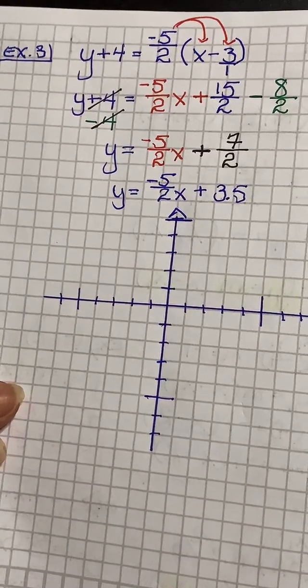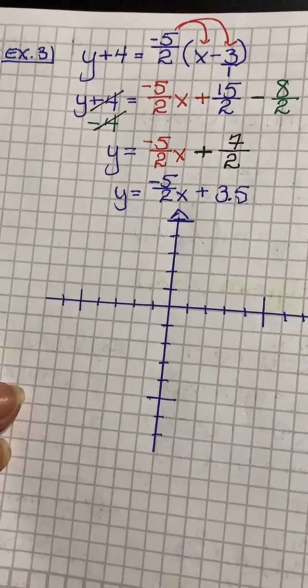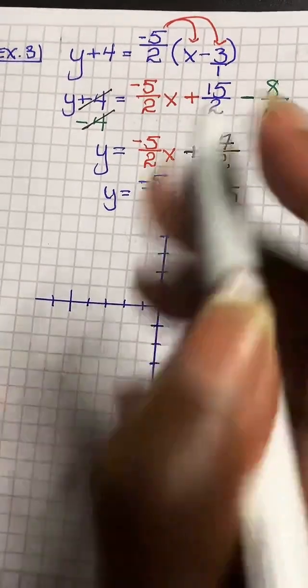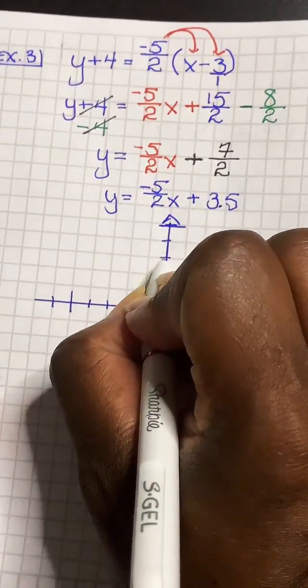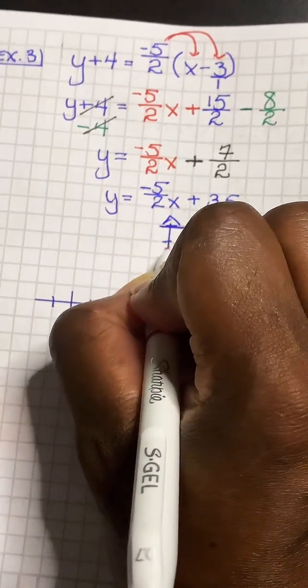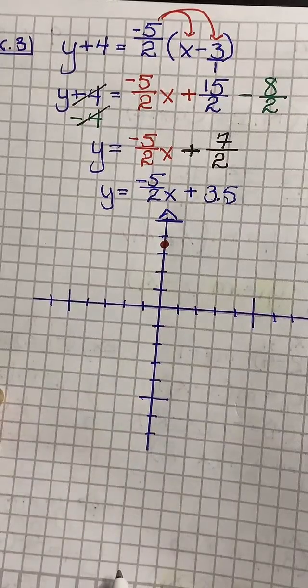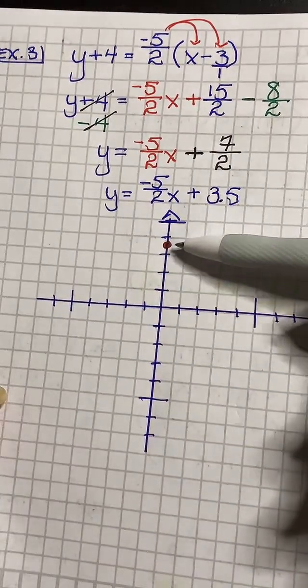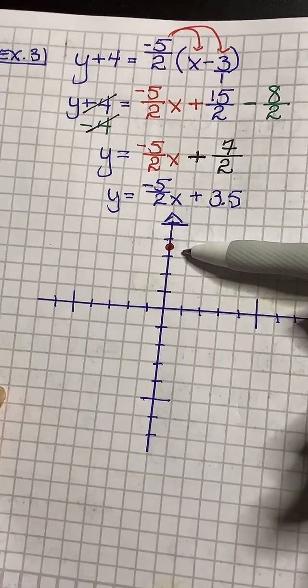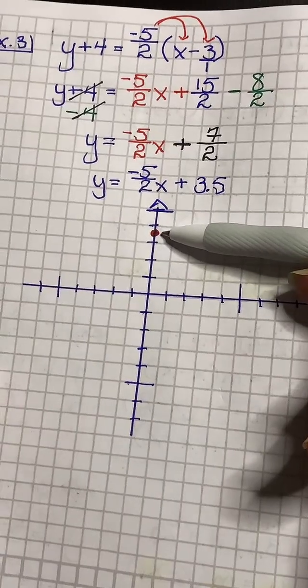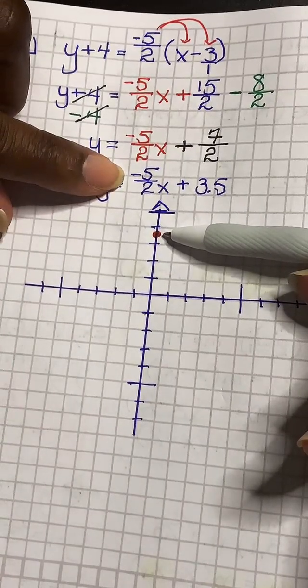All right, so first point, starting at 3.5. You always start with the y-intercept. So 1, 2, 3.5 is right smack here, right in between the 3 and the 4. So now, from this point, this is the part that gets a lot of people. From this point, I need to use my slope.